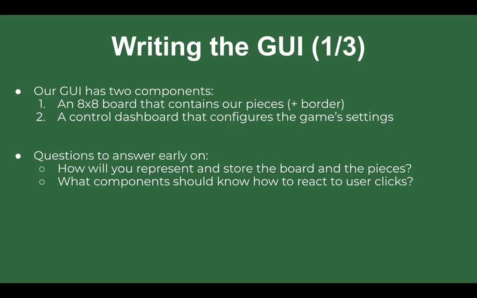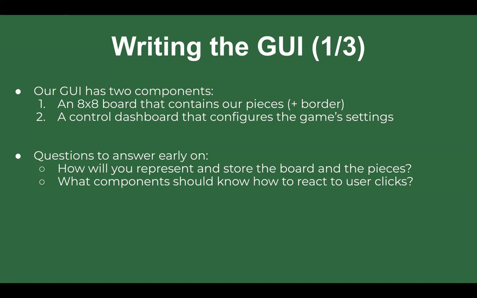So first we'll talk about writing the GUI for this project. Our GUI, graphical user interface, pretty much just like what shows up when you run the game, has two main components. We have our board, which is an 8x8 grid that contains pieces and has a border, very similar to Tetris in that way. And then we also have a control dashboard that configures the game settings. So these are kind of like the two main things that you'll see on the screen.